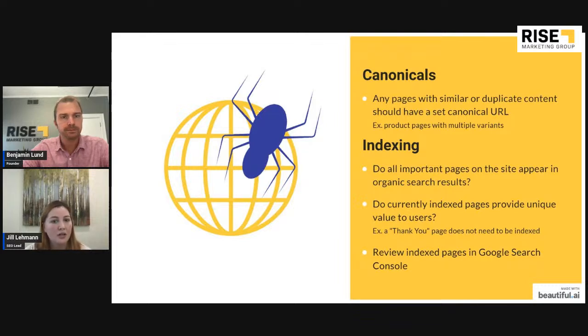Any ones that aren't, you can request indexing or see what the reason is for them not to get indexed, and then make sure that every page has a canonical, especially when there's multiple variants of that page that could put them at risk for duplicate content.